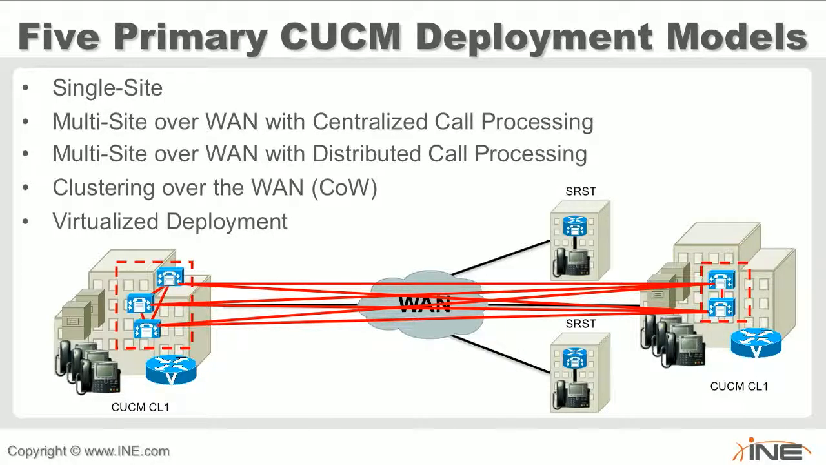So it just depends on how they're wording the question. Traditionally, there have been 4 primary deployment models: single site, multi-site with centralized call processing, multi-site with distributed call processing, and COW, or clustering over the WAN. But sometimes Cisco considers a virtualized deployment, so running UCM on VMware, even though that really doesn't affect single site, multi-site, centralized, or distributed call processing in any way.